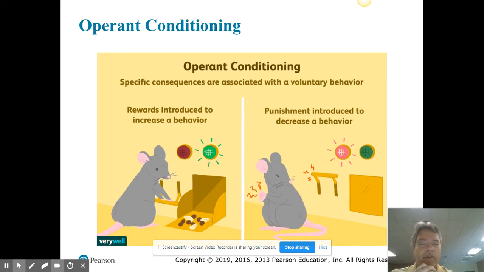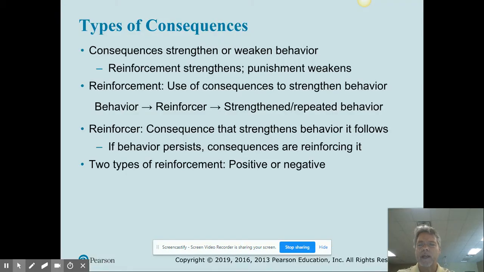And again, on the operant conditioning, I inserted some of these in here. You have a specific consequence and association with the voluntary behavior, right? So you reward and you want to introduce a certain behavior, right? And again, you would also put a punishment in as well to decrease behavior. So I really think of that when we watch those Harry Wong videos. Type of consequences that can be used.